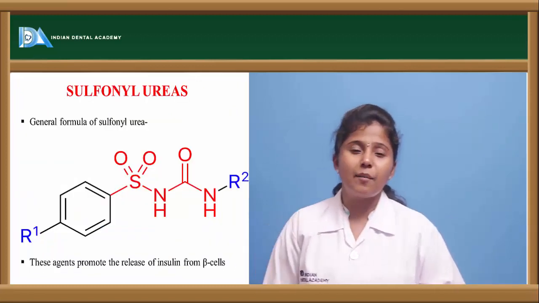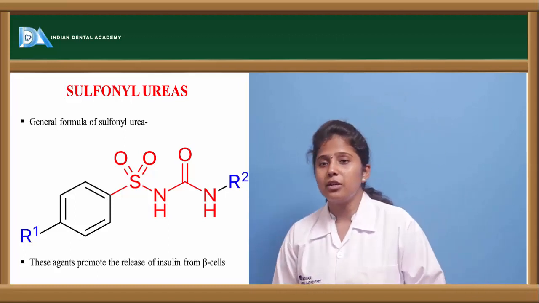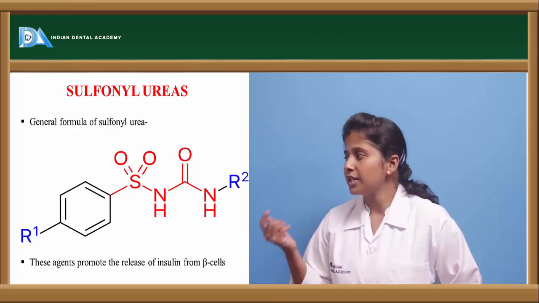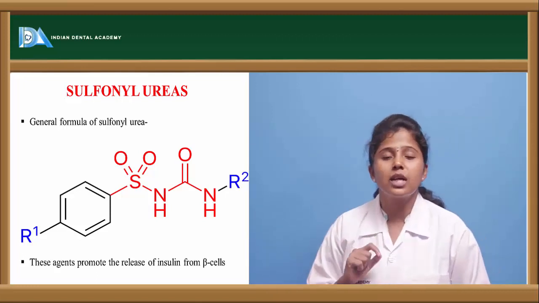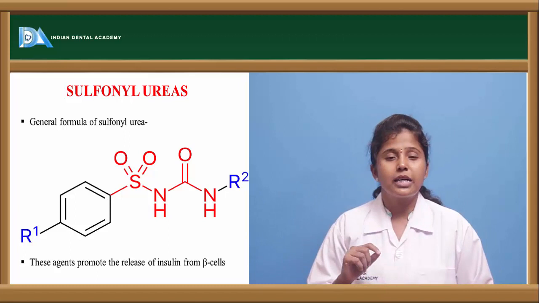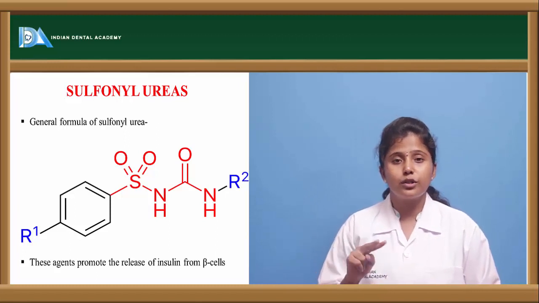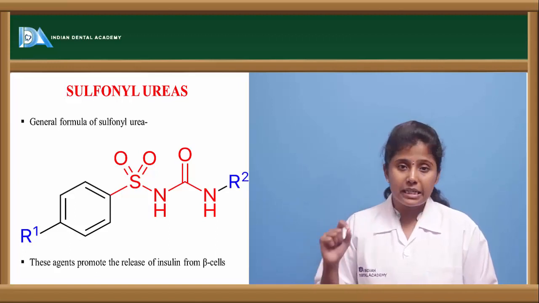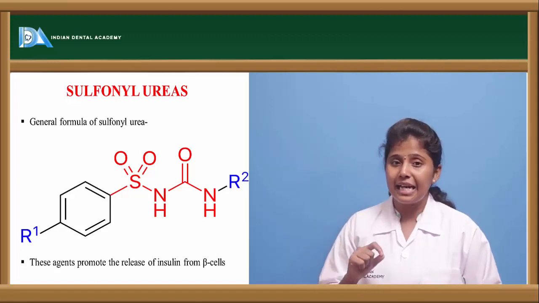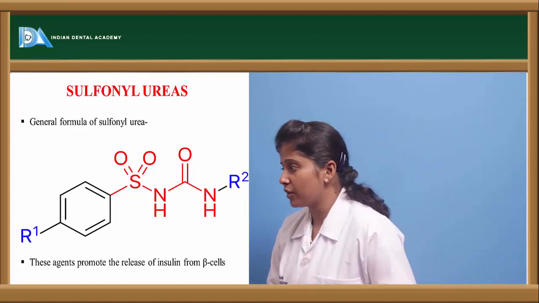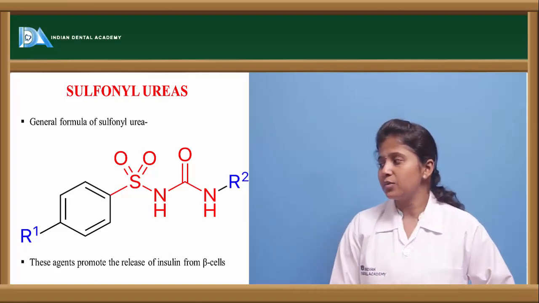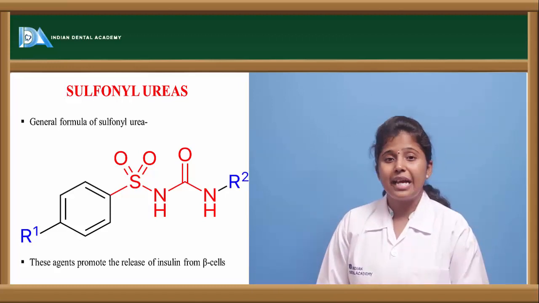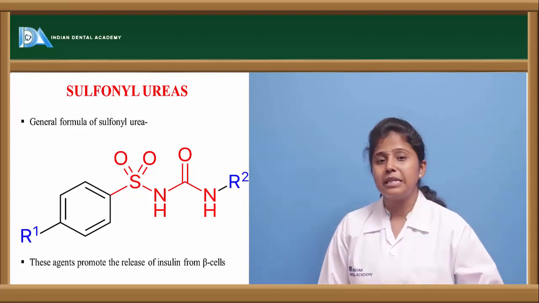Now let us see the pharmacology of these drugs. Sulfonylureas. If we see the generalized structure of sulfonylureas, they contain sulfur with a double bond oxygen group, that is, sulfur with two oxygen atoms combined with a double bond. This is the characteristic group aiding in the anti-diabetic activity of these sulfonylureas, and these are the agents which promote the release of insulin from the beta cells.